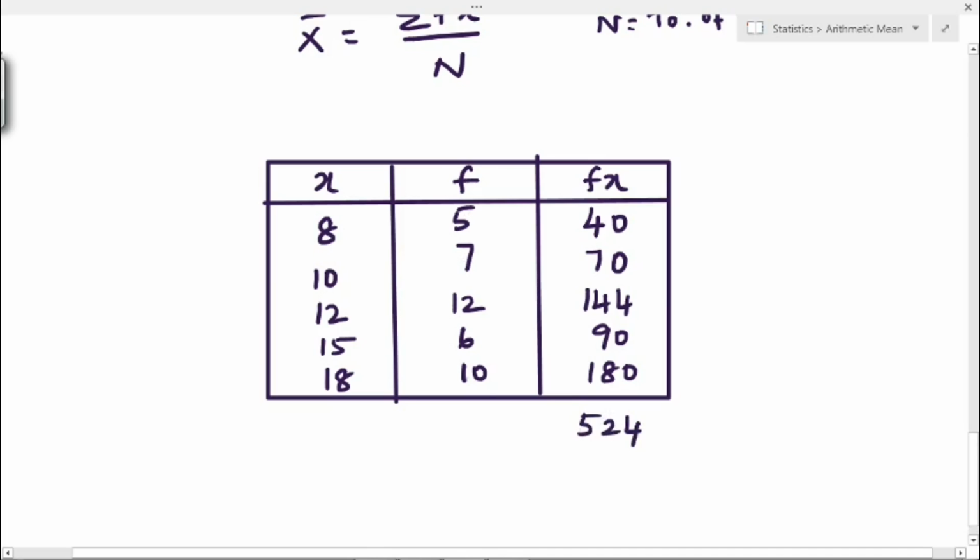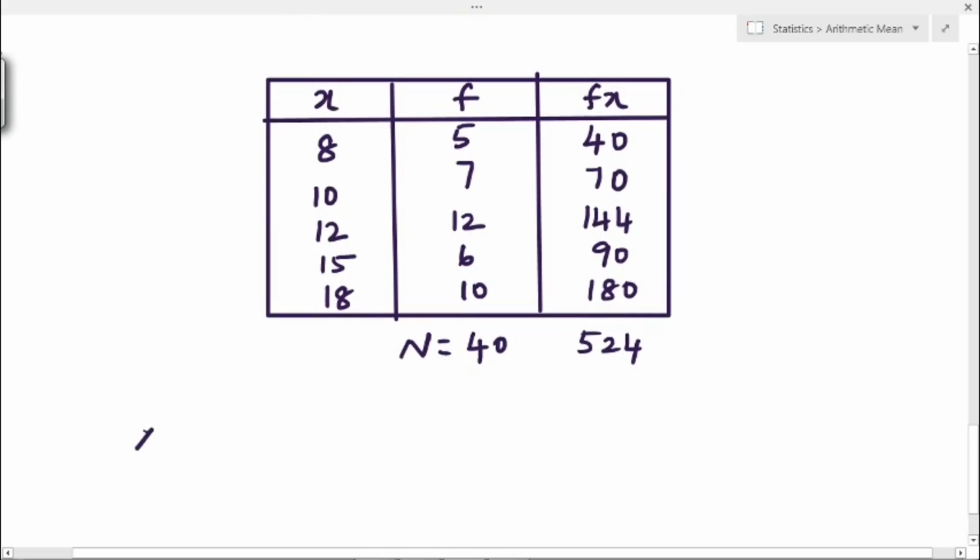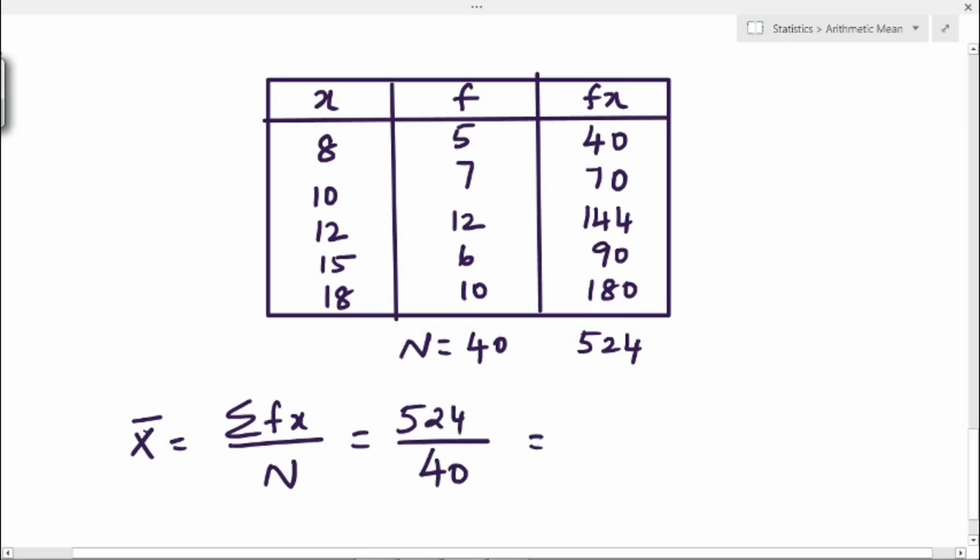And we have to find the frequency total also, because this is the capital N value. So for capital N, we add all the frequency values. If you add, you will get 40. Now substitute these two values in the formula, x bar equal to sigma fx divided by capital N. Sigma fx is the total of f into x, that is 524, divided by n. N is 40. If you divide, you will get 13.1. This is the mean value.